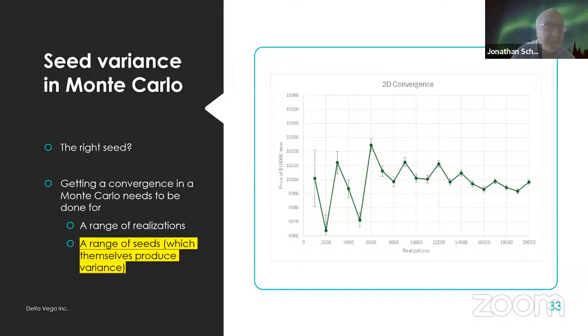Another topic that I talked about extensively in a MRMD devoted to Monte Carlo is the idea of two-dimensional convergence, or what I call seed variance. So this is a fictitious convergence of something to 10,000 parameterized by the number of realizations, the number of simulations. It's on the x-axis and the price. So if everything were smooth, everything would be 10,000. This is where it's supposed to converge to.